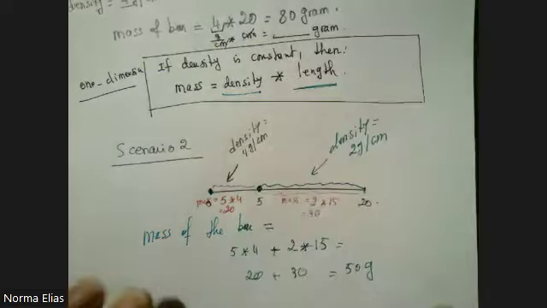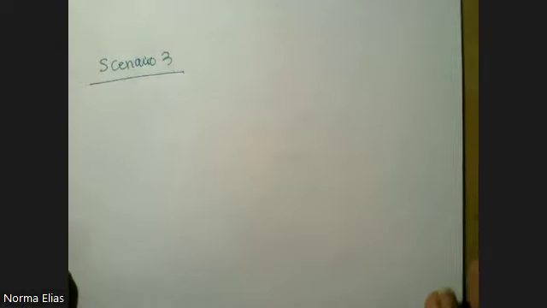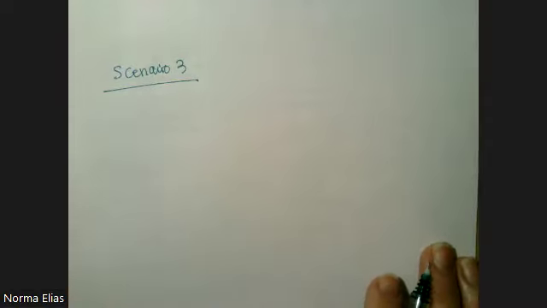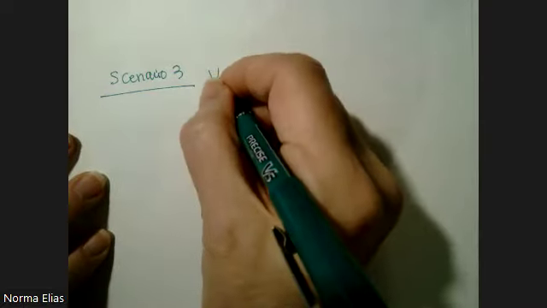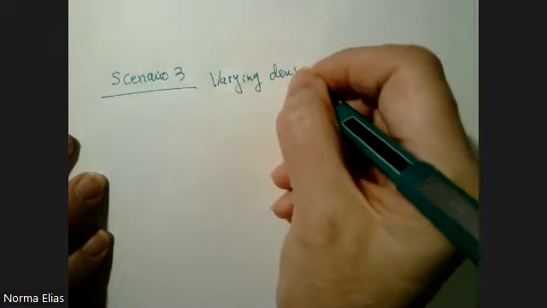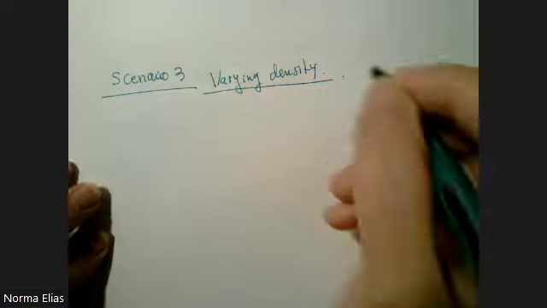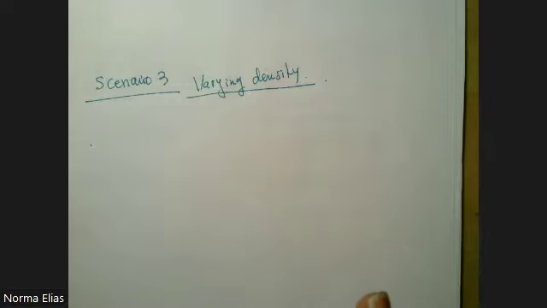So that's going to be scenario number 3. What do you think is going to be scenario number 3? Since it's calculus, in calculus we make things change continuously. So scenario number 3 is going to be varying density. It means the density keeps changing. Varying density. So let's see what the setup is. Here I write the setup, then I will explain and we work it out.